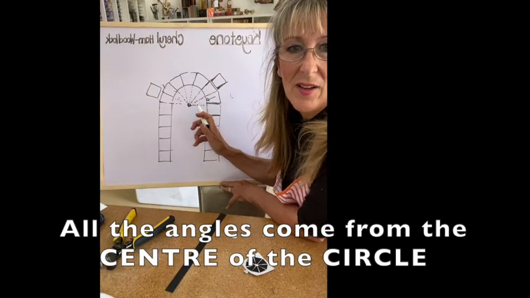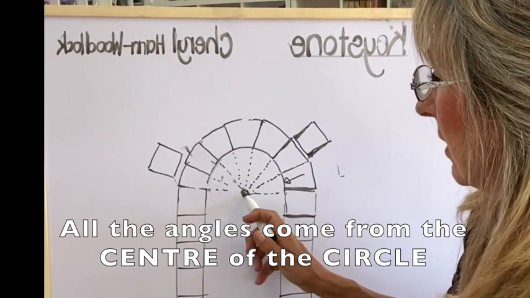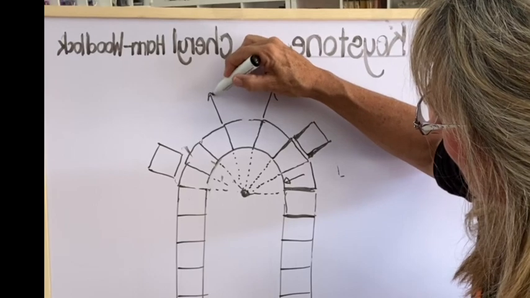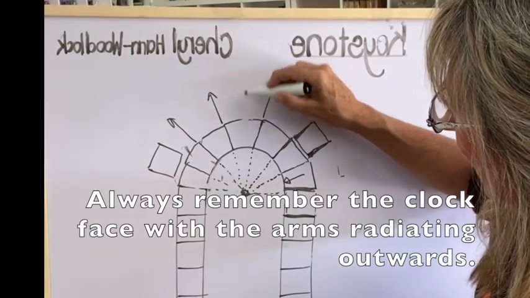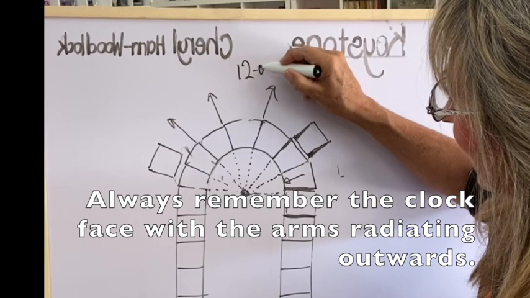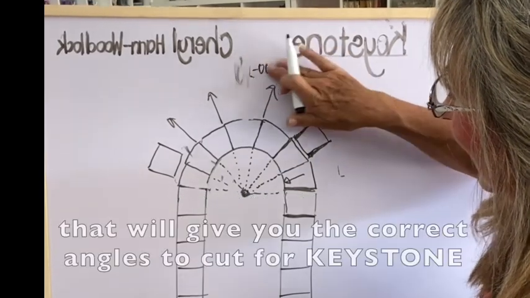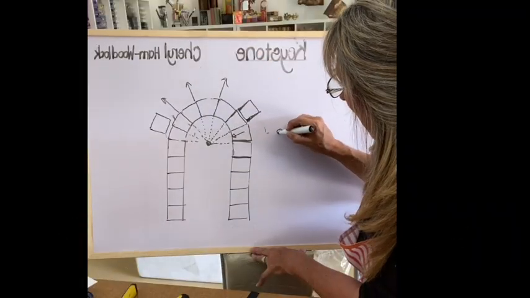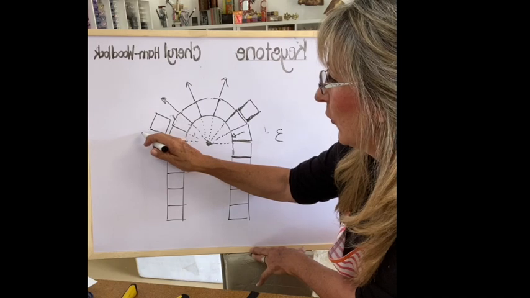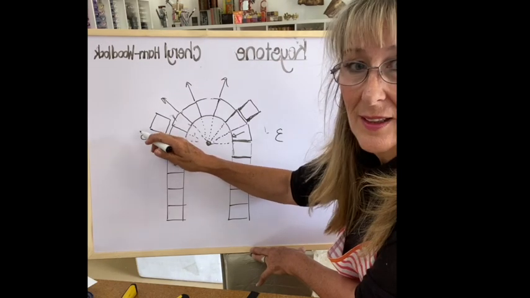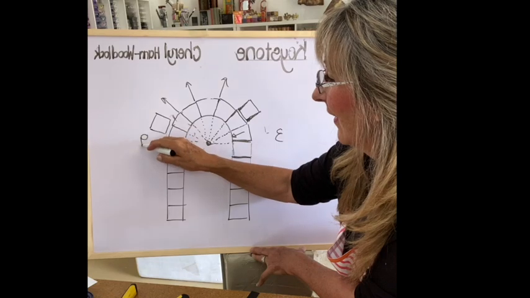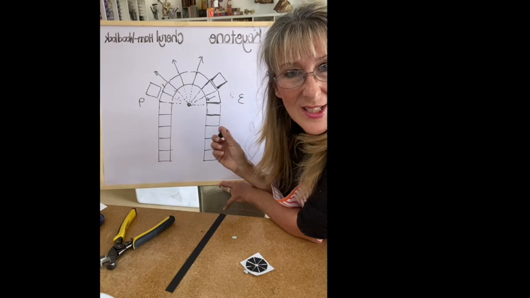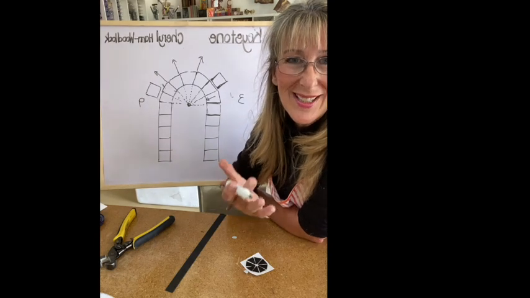So here I have a clock face. I have a central point where everything radiates out just like a clock. So that is our 12 o'clock. That is 12 o'clock going to 3 o'clock, going to 9 o'clock. There you go. So this is called keystoning, and we employ keystoning into our mosaics.